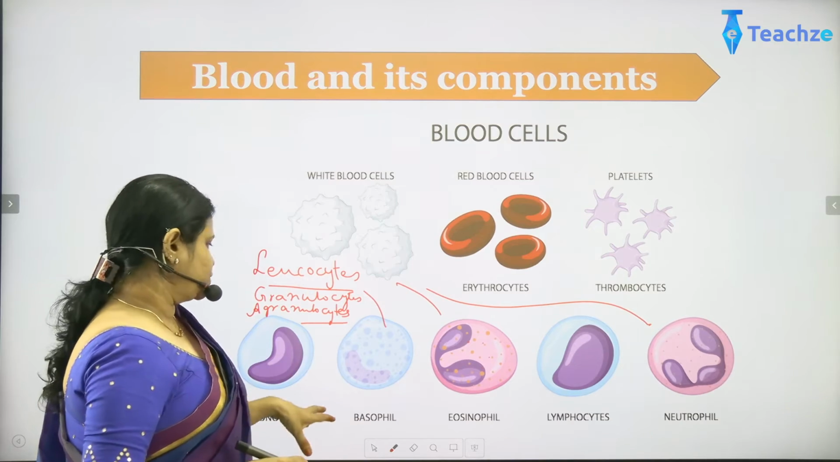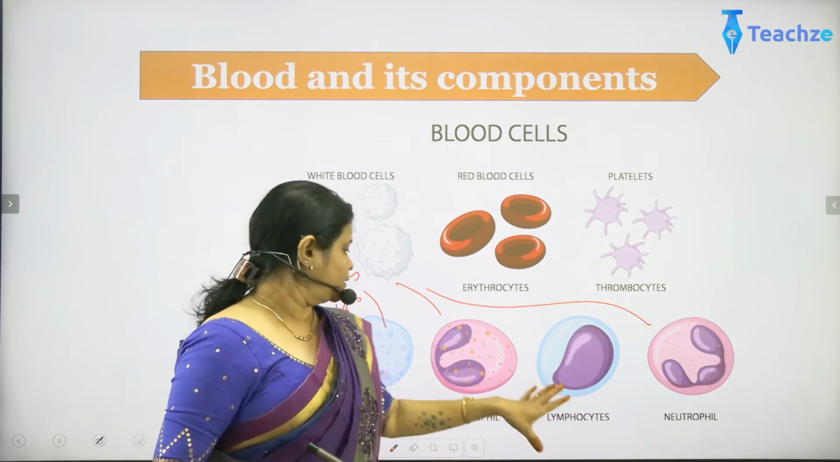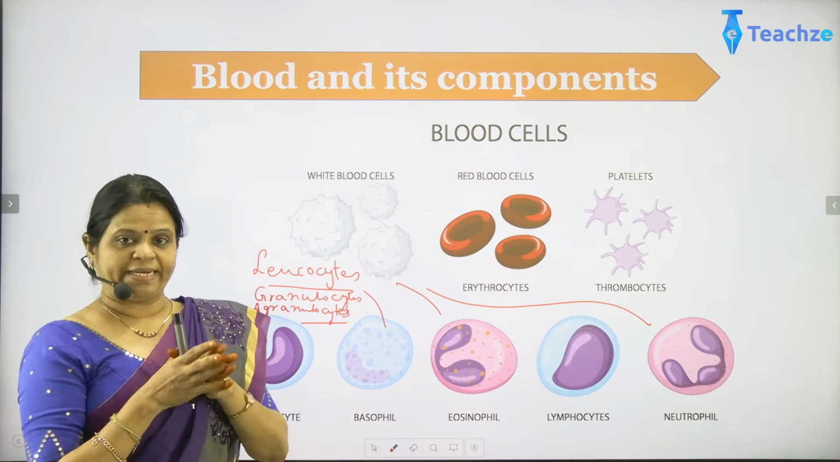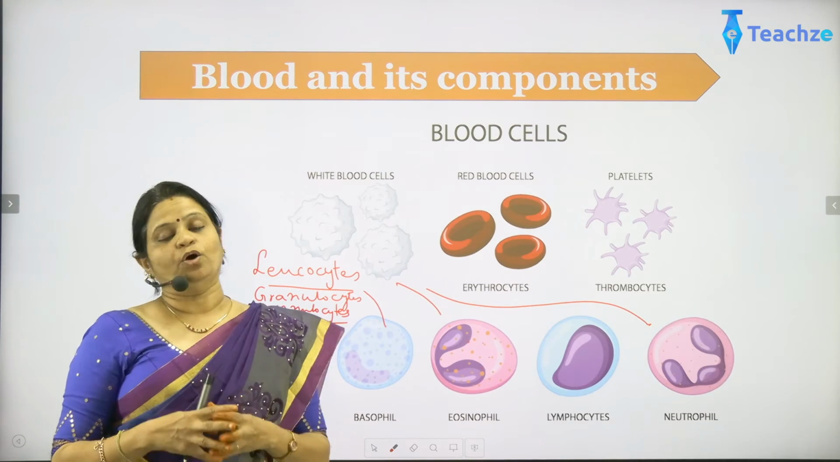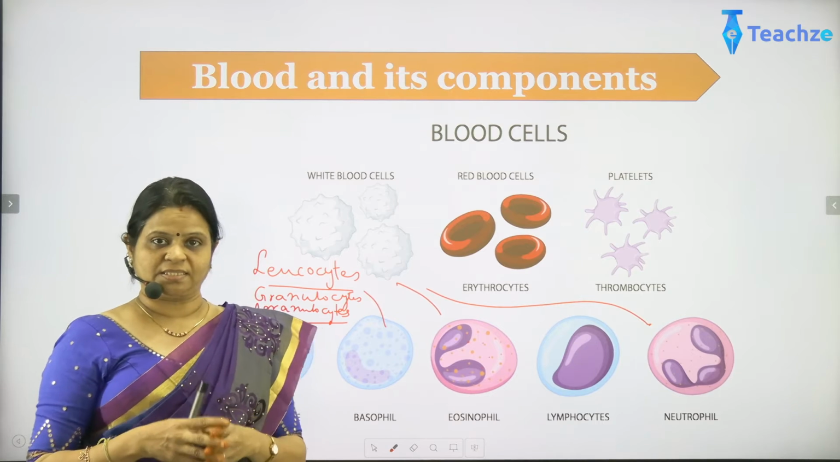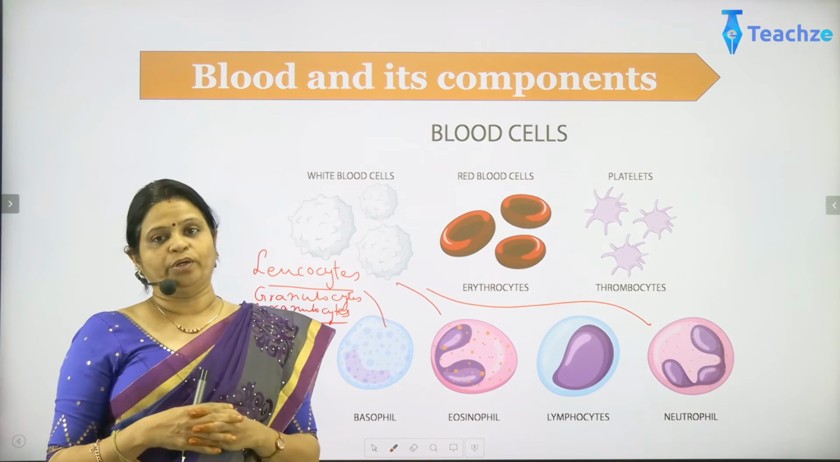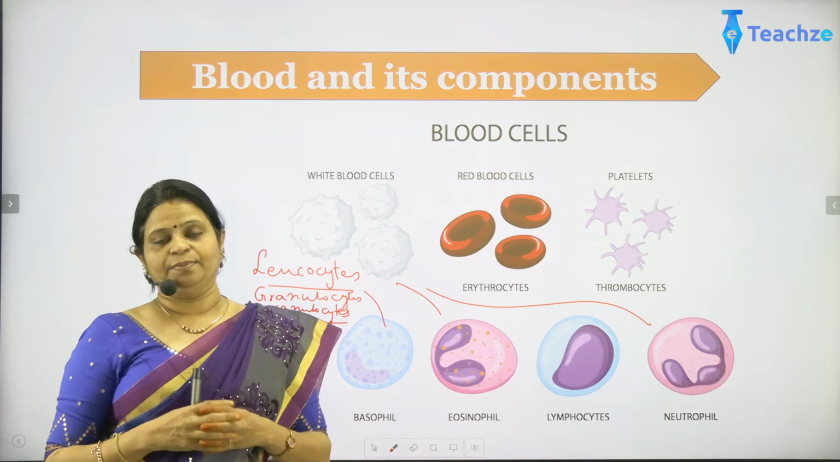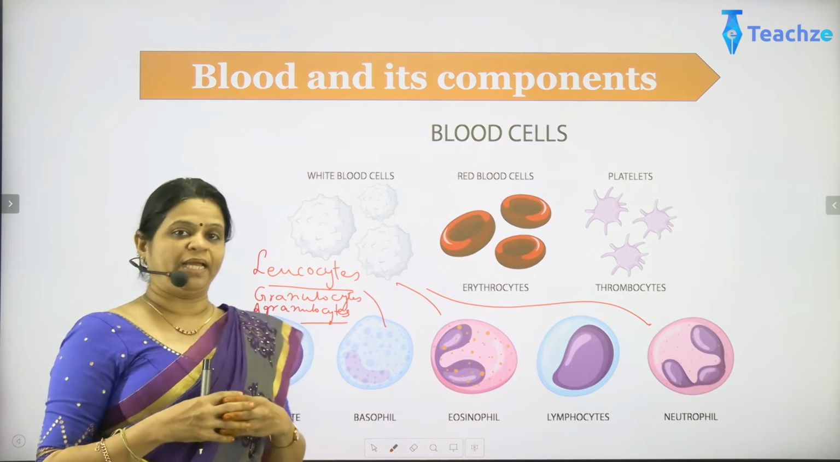Now these agranulocytes are the monocytes and the lymphocytes. Now what are the functions we are talking about when I say WBC? WBCs on the whole are very important because they fight against diseases, and they are all very important for maintaining our immunity levels. They do not have hemoglobin, so they are white in color.